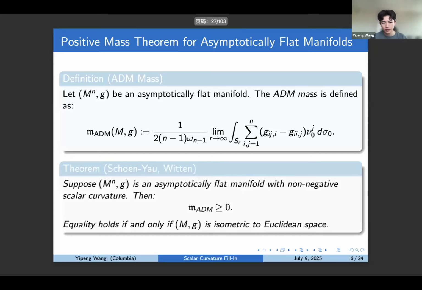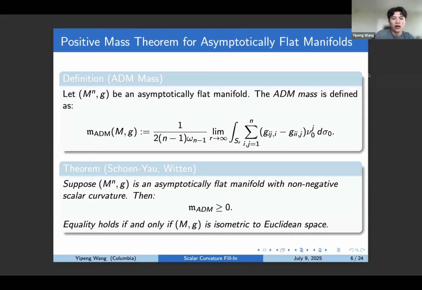Okay, so the positive mass theorem, translated into a mathematical statement, just says that if you have an asymptotically flat manifold with non-negative scalar curvature, so if g has non-negative scalar curvature, then this quantity M is non-negative. And you have equality if and only if your manifold is isometric to Euclidean space.